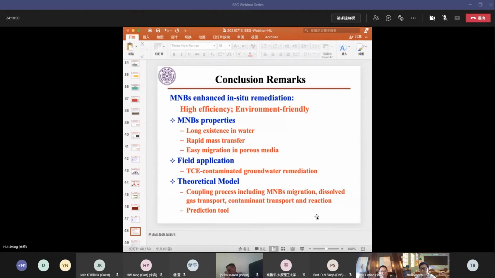And we did the field application work, and this site, the TCE contaminated site, was cleaned up in a very short time. And we developed the theoretical model, and I think it can be a design or prediction tool for the site remediation engineering.